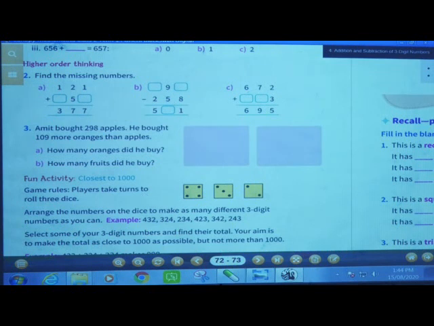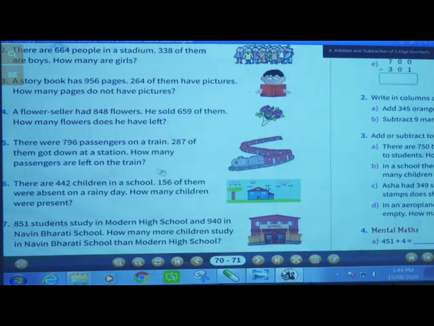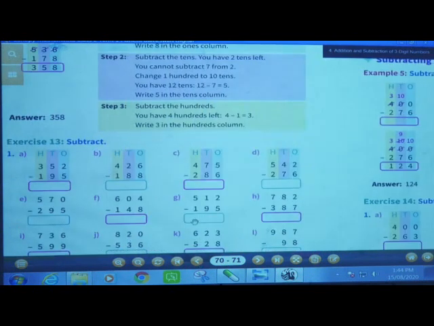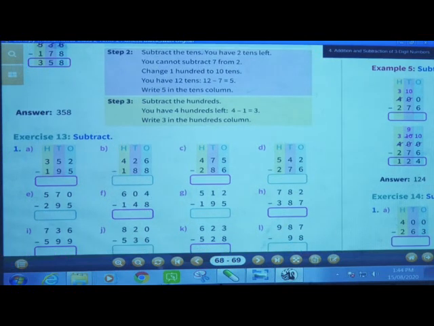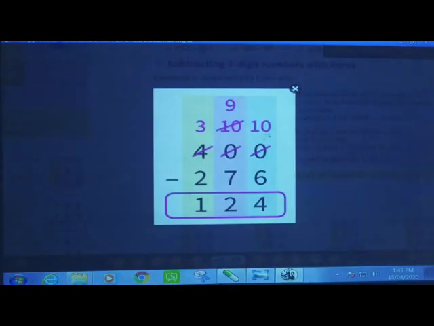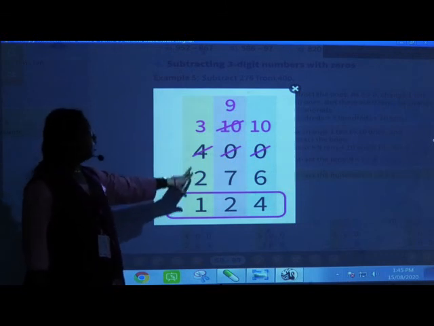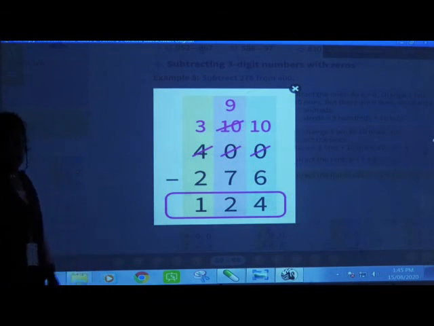So once again, whatever has happened, we shall revise today what we learned. This we have studied, exercise 13. Then we had also studied subtracting three digit numbers with zeros, how to do with zeros. First, this is very important. For this you need more and more practice. So today whatever these zero sums are, finish. You just go through it and do more and more practice.